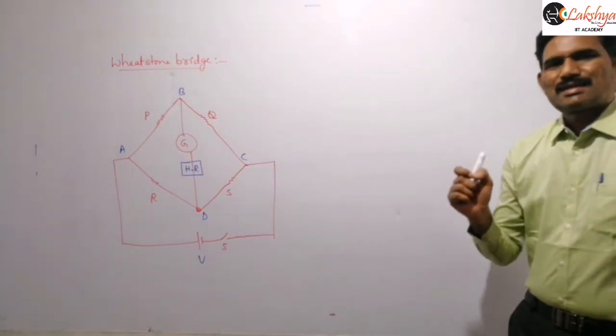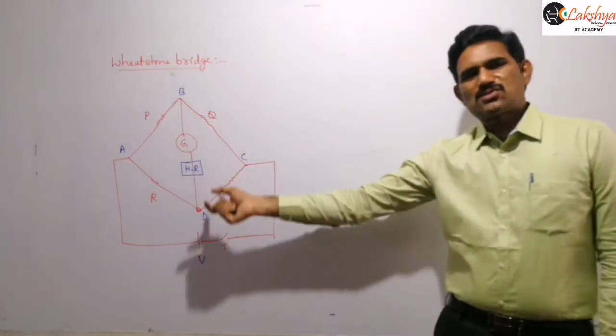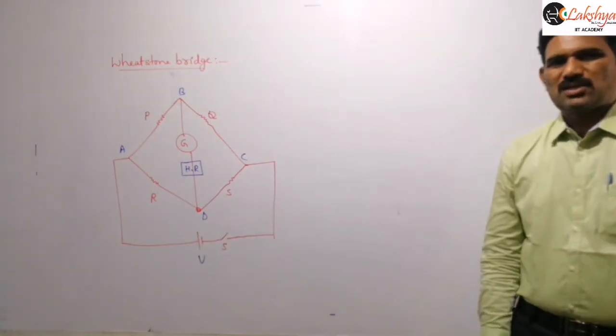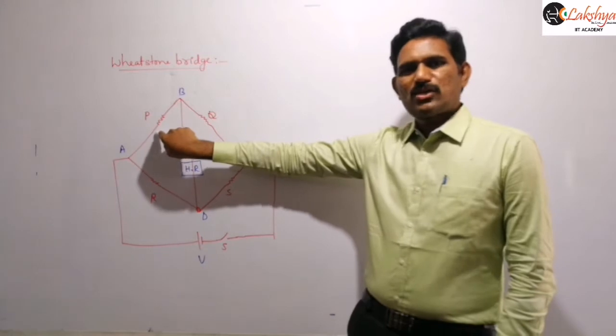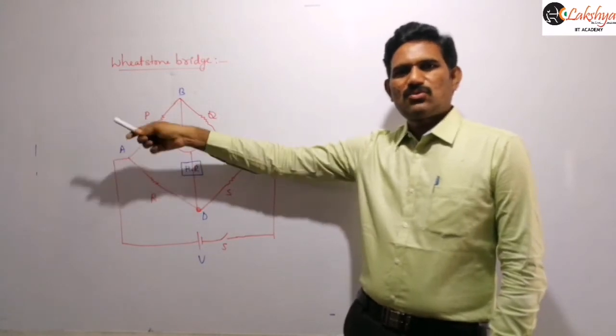P, Q, R, S are resistors, so the value of each resistance is also indicated by the same letter. Suppose, for example, you take this as 100 ohms, then the value of P is equal to 100.